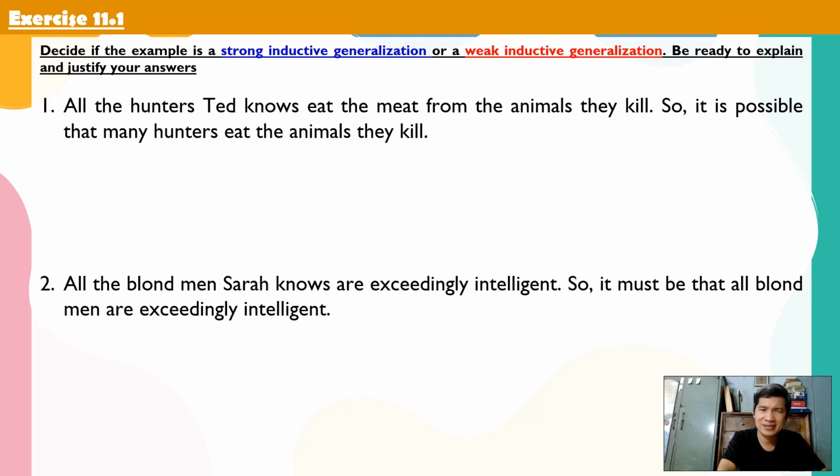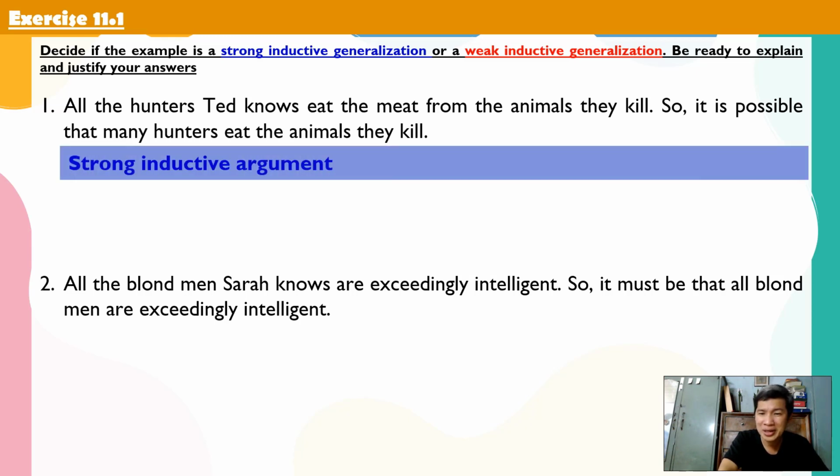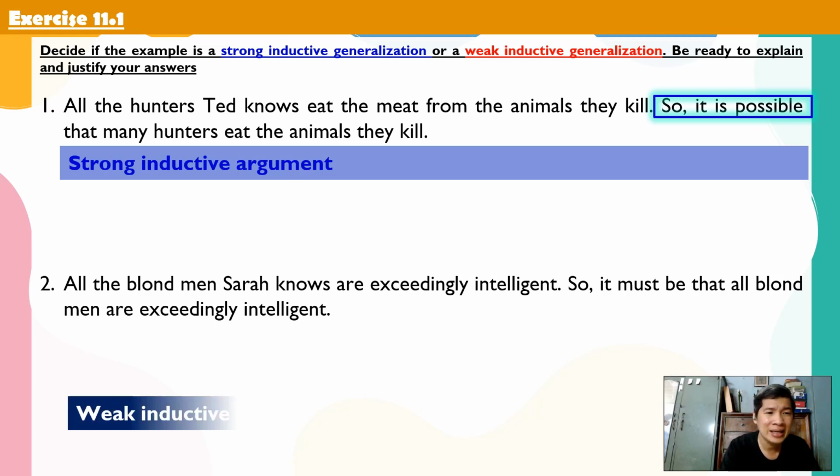Do you think it's strong or weak? If you say strong, you're right. You can see we have the words it is possible, just a possibility. And also we use the word many as well. What about the second one?